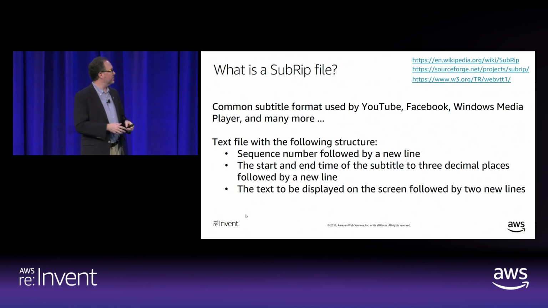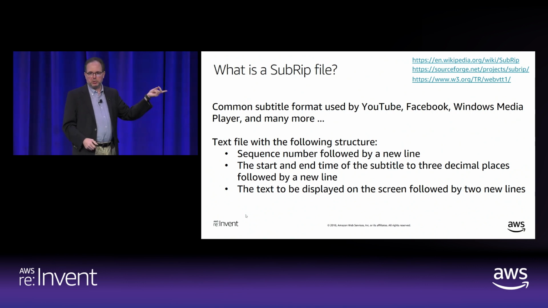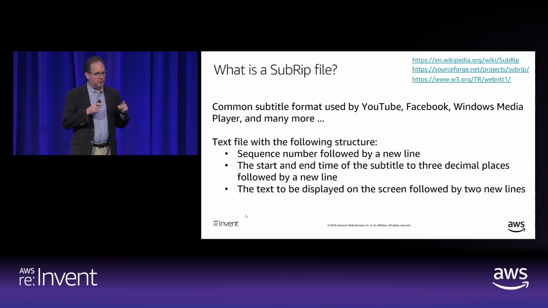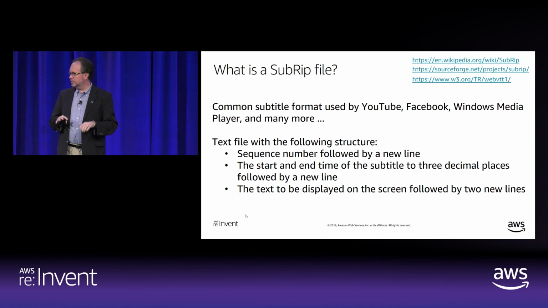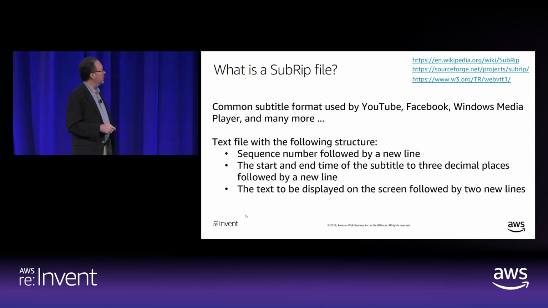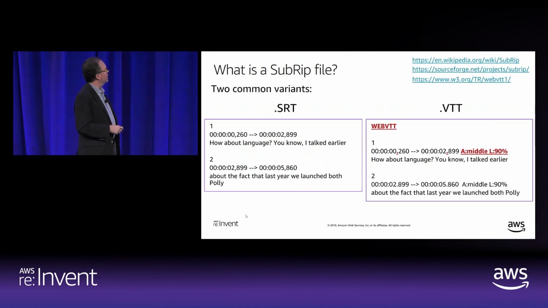And what it has effectively, and I'll show you some real examples and compare them in a moment, is a sequence number followed by a new line. It has the start and end time of the actual text that you want to show up on the subtitle. And the format's a little bit different, whether it's SRT or WebVTT. I'll compare them in a second. As well as the text that you want to display. Okay, and so this is what an SRT looks like.